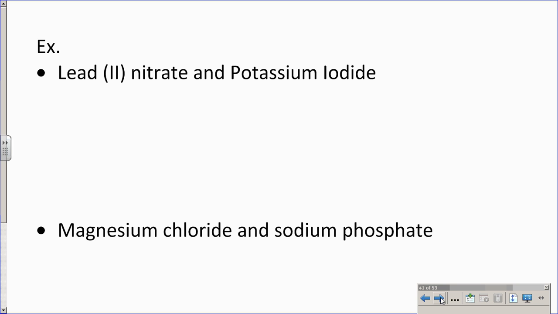Okay, lead 2 nitrate and potassium iodide. Think about it. Get ready. Go. Lead 2 nitrate. Okay. Potassium iodide. KI. No 2 because they're both a 1 plus and a 1 minus, right? You're thinking iodine, like simply diatomic iodine. Okay, double replace that on your paper. You should be writing down every example with me today because I'm only doing a couple for you.